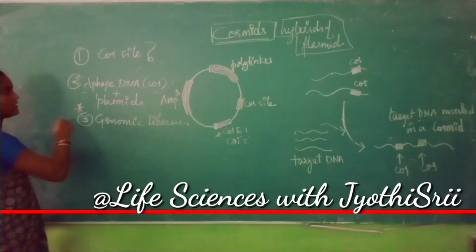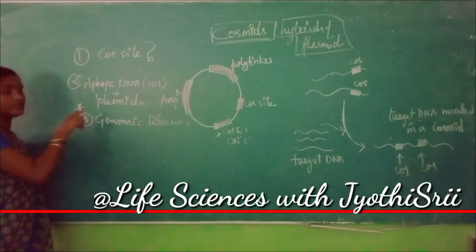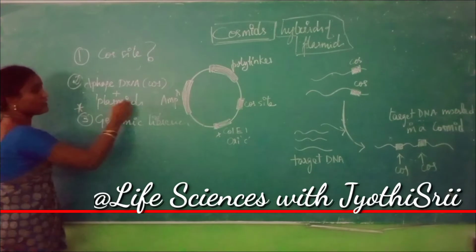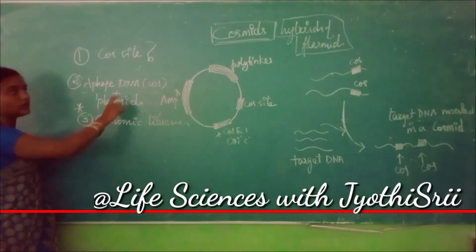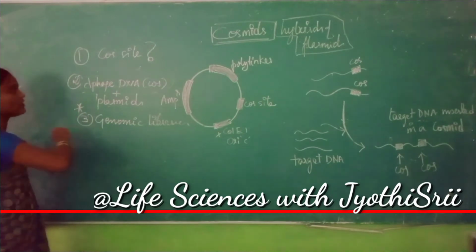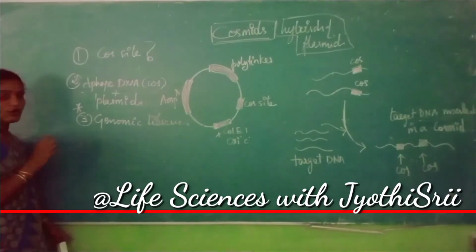Cosmids are lambda phage DNA with a cos site, which is cohesive, combined with a plasmid. So the combination is a hybrid molecule. Cosmids are nothing but hybrids of plasmids. So these are the three important criteria for your cosmid.